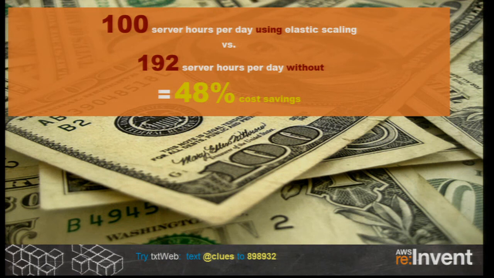So without auto-scaling, we would have ended up running 192 server hours, and now we run just 100 server hours, which means we are saving 48% of our costs. That's a huge saving, given that we were just running an experiment, and we wanted to get the results out upfront without having to spend a lot on it.